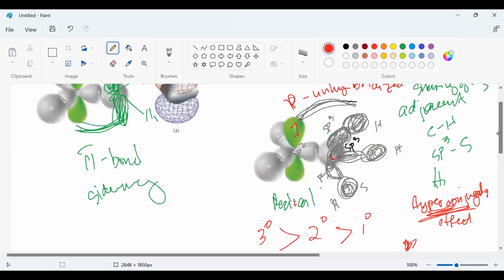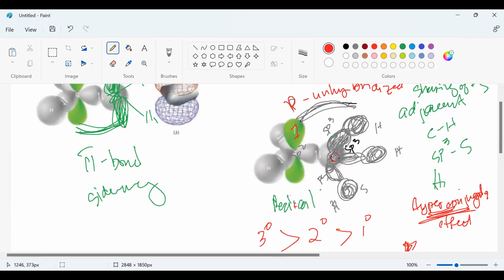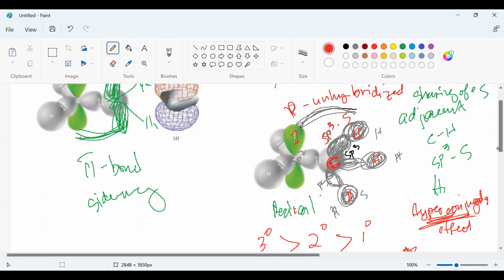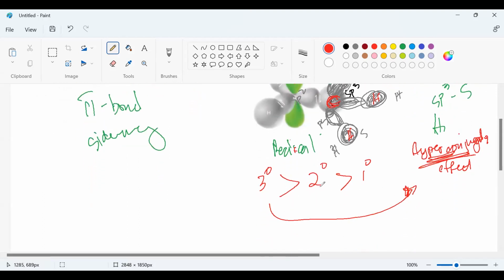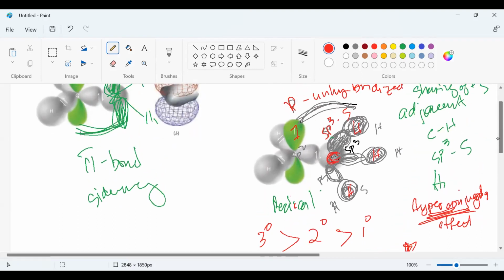So imagine a carbon being bonded to hydrogens, and you have your sp3 orbitals overlapping with the sp3 orbital. I hope my illustration is clear. Therefore the 3-degree radical is much more stable than the 2-degree and 1-degree by virtue of the hyperconjugation effect.